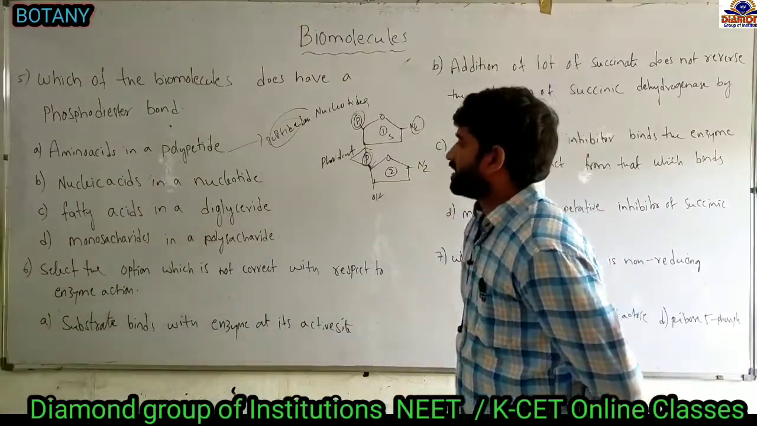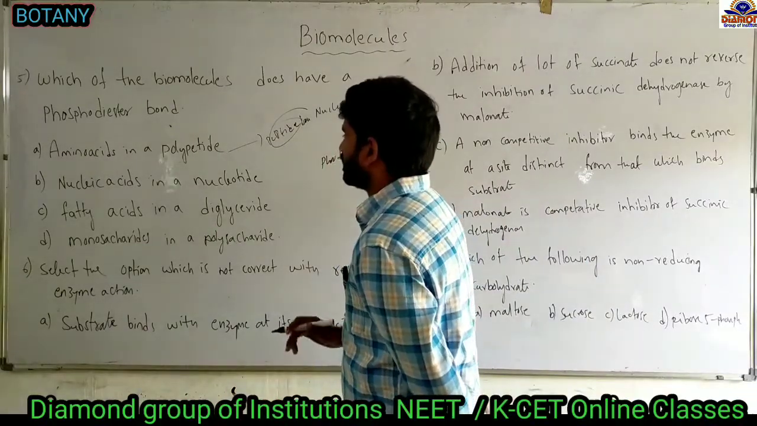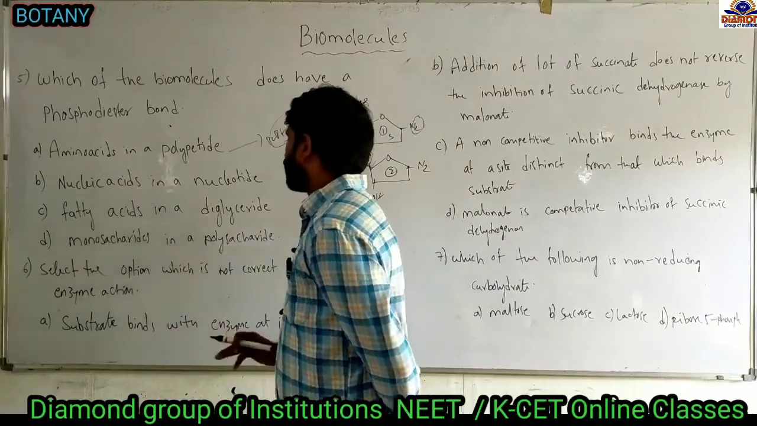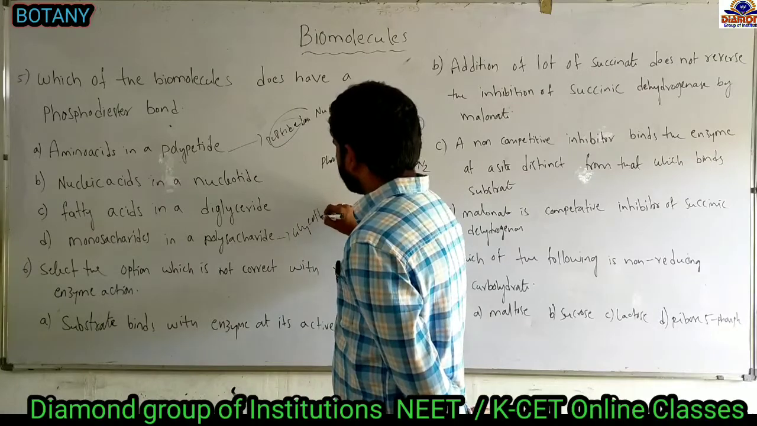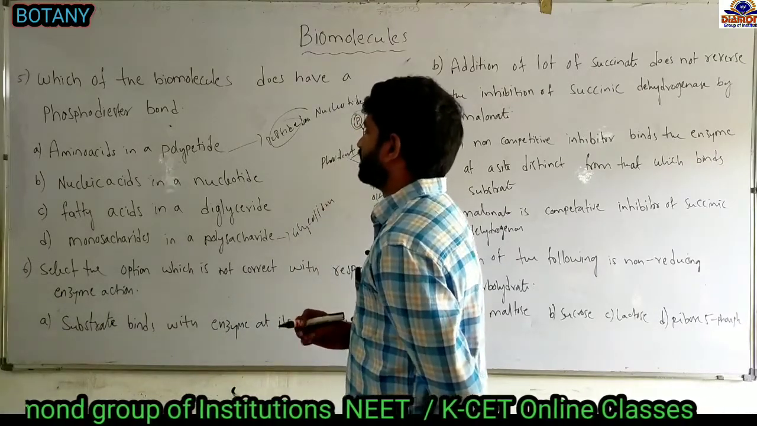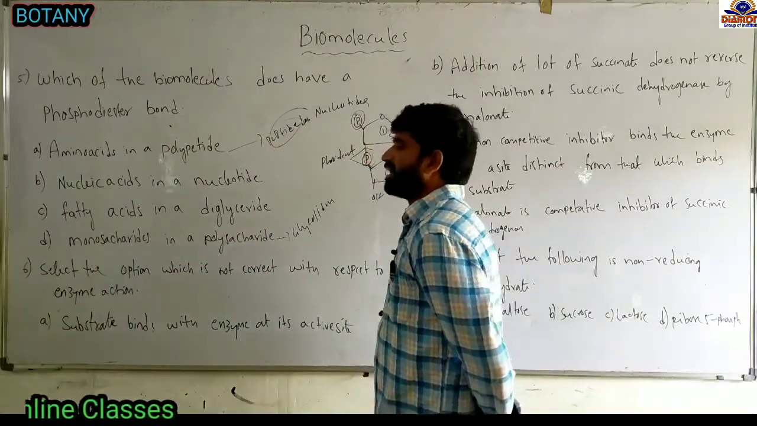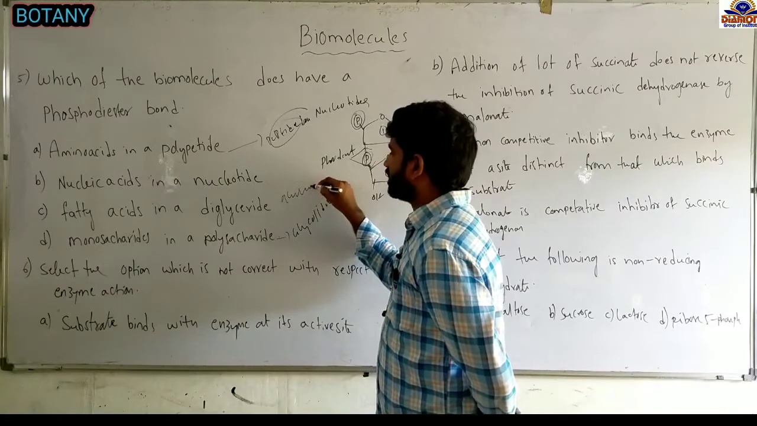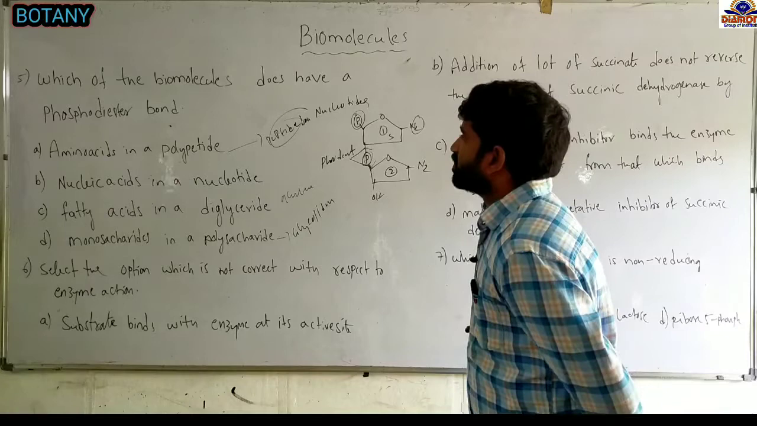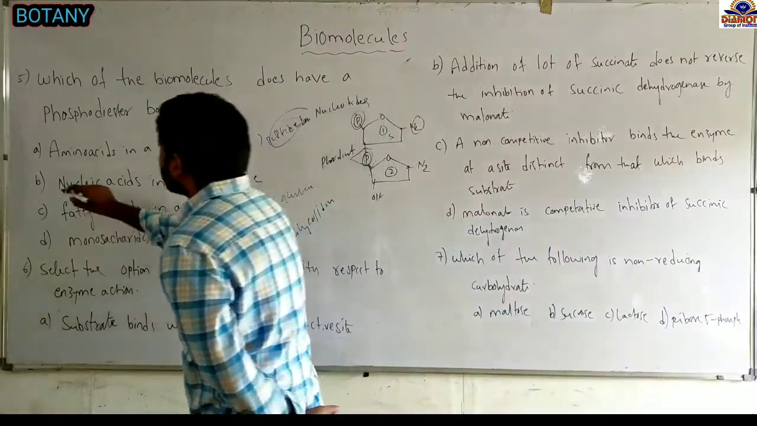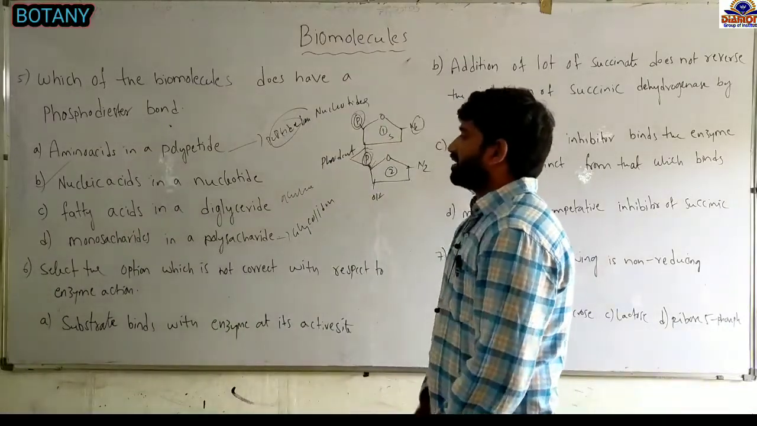And option C, fatty acids in diglycerides, and monosaccharides in polysaccharides. Monosaccharides in a polysaccharide are connected together by glycosidic linkage. And fatty acids in diglycerides are connected together by ester linkage. So out of the four options, the phosphodiester bond is seen in nucleic acids, the polymer of nucleotides.